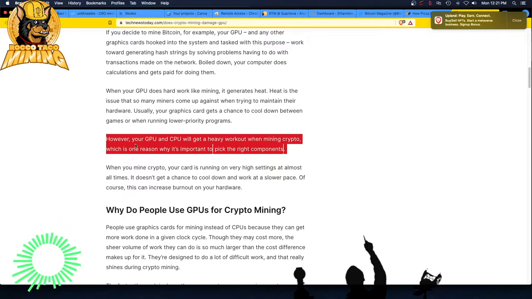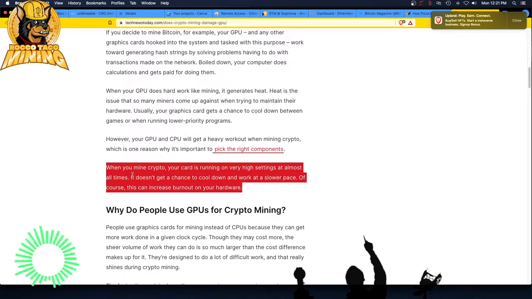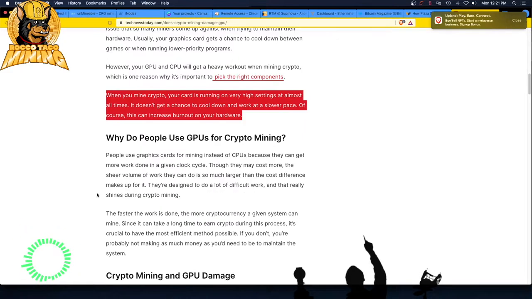Let's see. However, your GPU and CPU will get a heavy workout when mining crypto, which is the reason you picked the right components. When you mine crypto, your card is running on very high settings at almost all times. I don't give it a break. I run these cards to keep making me my crypto. I want to get my payouts. Your GPU doesn't get a chance to cool down and work at a slower pace. Of course, this increases burnout on your hardware.